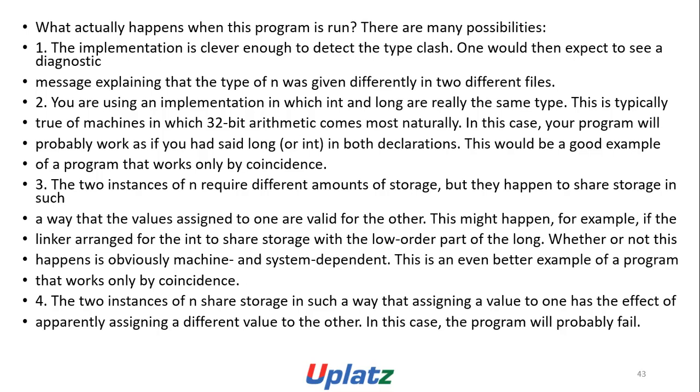This is typically true of machines in which 32-bit arithmetic comes most naturally. In this case, your program will probably work as if you had said long or int in both declarations. This is a good example of a program that works only by coincidence. The two instances of n require different amounts of storage, but they happen to share storage in such a way that the values are valid for the other. This might happen, for example, if the linker arranges for the int to share storage with the lower part of the long. Whether or not this happens is obviously machine and system dependent.